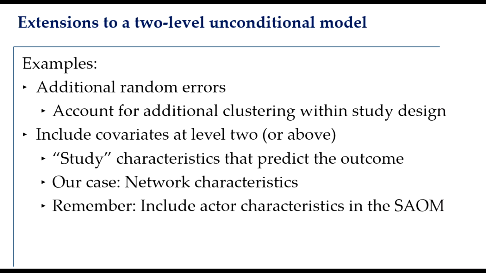We can also add covariates to our model as long as they apply to the network or some larger aggregation if we have more than two levels. Remember, characteristics of the actors need to be included in the stochastic actor-oriented model itself, and you cannot introduce them as covariates in this stage.